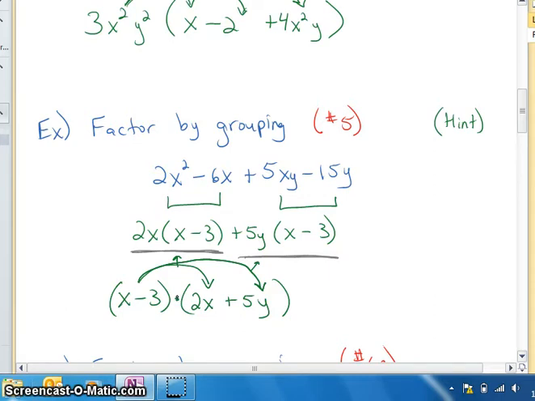So a hint, if you're factoring by grouping, is there's always going to be 4 terms. So if you have something that has 4 terms, like this, you might be factoring by grouping. You should always look and see if there's a greatest common factor first. In this case, there wasn't, and it told you that in the directions.